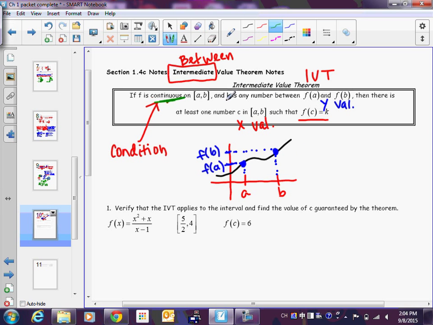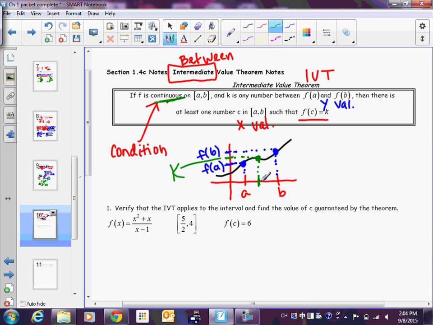So this says k is any number between f of a and f of b. So is k an x value or a y value? It's a y because it's between these two. So I'm going to write k and then I'm going to write it big over here. It's between f of a and f of b. So they give you a y value between your two y values, and what the theorem states is that then whatever the x value is has to be between your x values.